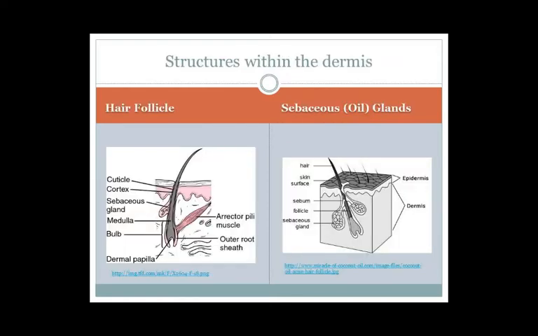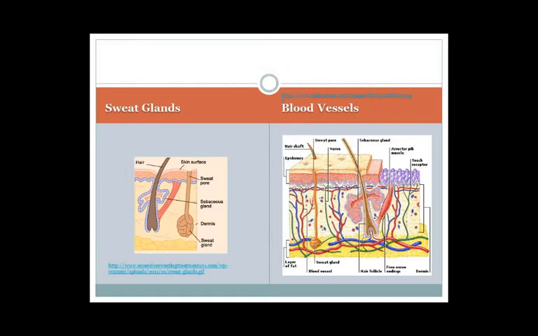So just a quick recap of the structures within the dermis. Here we have the hair follicle. Remember, the hair follicle is at the bottom, the hair shaft at the top. Along the side of those is the sebaceous gland that produces oil. We have the sweat gland that opens up through the sweat pore, and that's what removes ammonia-based wastes from our skin. And we have the blood vessels that bring the oxygen and take the deoxygenated blood away from the skin.